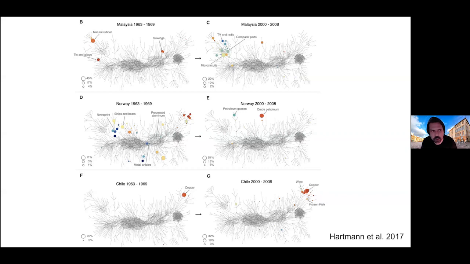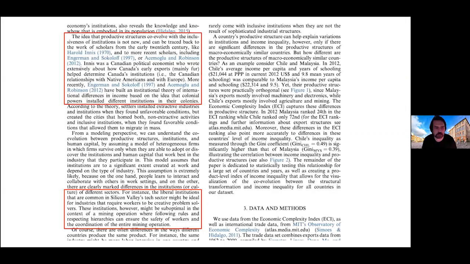Now, what's the story? And the story of this paper, I think it's based on two ideas. The first one is the idea that productive structures co-evolve with the inclusiveness of institutions was not new. This can be traced back to the work of people like Harold Innis, or more recently to Acemoglu and Robinson, or Engerman and Sokoloff. And the idea is that when countries develop, they develop around certain industries that usually are dominant.